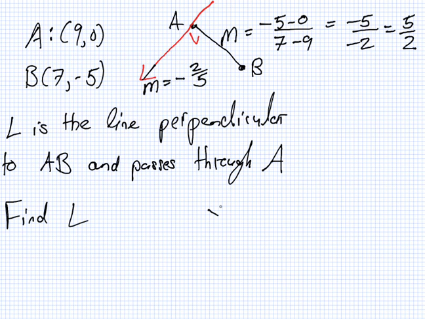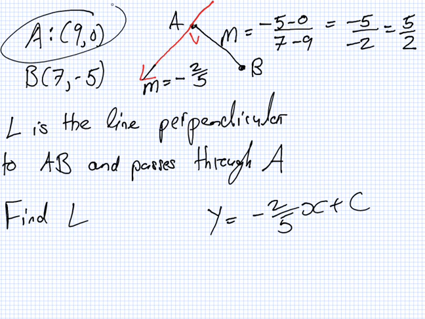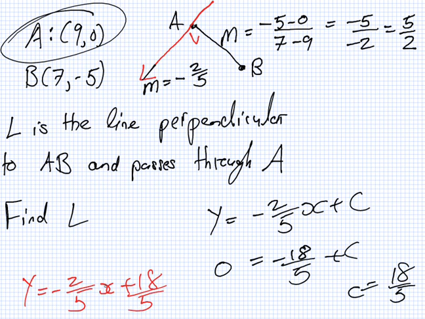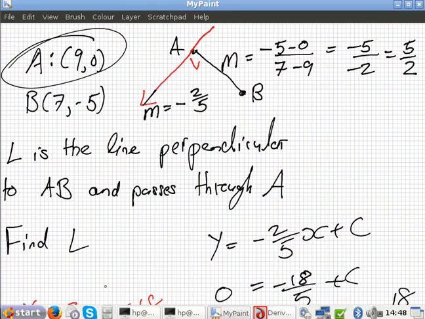So we have y equals mx plus c. Now, which point do I use, A or B? A. I have to use A. So I get 0 equals minus 18 over 5 plus c. So c is 18 over 5. So my answer is y equals minus 2 over 5 x plus 18 over 5. Not so bad, is it? Now let me give you the homework questions, then you can go.